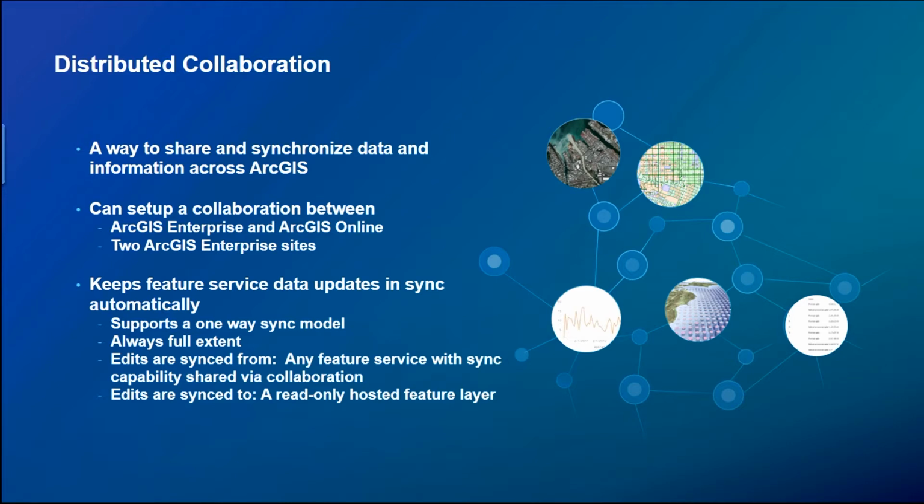When you set up collaboration, it can be between an ArcGIS Enterprise and an ArcGIS Online organization, or between two enterprise sites. With distributed collaboration, we support a one-way sync model. So you're always uploading from a source to a target. And it's always full extent, so all the data in your feature service will get distributed. The source can be any feature service. It could be one running on top of your enterprise geodatabase that's versioned or archived or branch versioned, or it could be hosted. But the target on the other end will always be a read-only hosted feature layer.